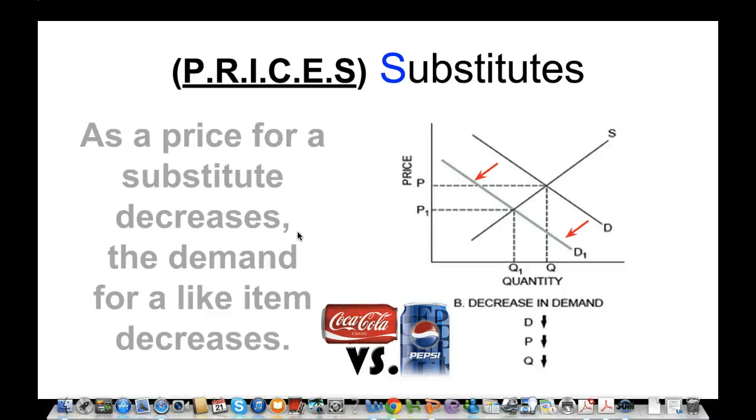The last letter, S, is substitutes. I want you to imagine Coke versus Pepsi, and let's imagine that both of these sodas are equivalent in your mind. If the price for a substitute were to decrease, then the demand for the other item would actually decrease. So for instance, if Coke and Pepsi are generally the same price, but the price of Pepsi goes down this week, then the demand for Coke would also go down, because as the price becomes cheaper for Pepsi, people would choose to buy Pepsi that week.